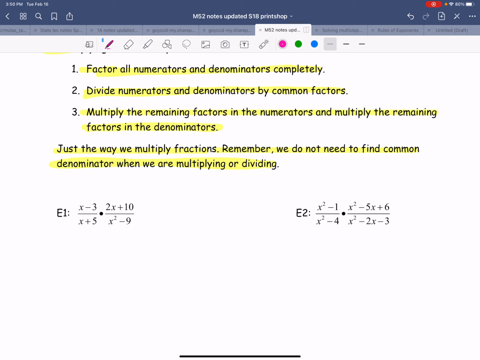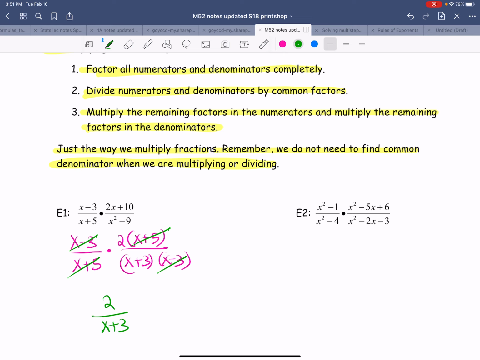rational expressions. So first step is go ahead and factor every single numerator and every single denominator. x minus 3 cannot be factored anymore. x plus 5 cannot be factored anymore. In 2x plus 10, we can pull out a 2. There's a GCF. And x squared minus 9 is a difference of squares. So here are all the expressions in factored form. Let's cancel out the common factors between numerators and denominators. And now we're just left with 2 in the numerator and x plus 3 in the denominator. And that's our final answer.